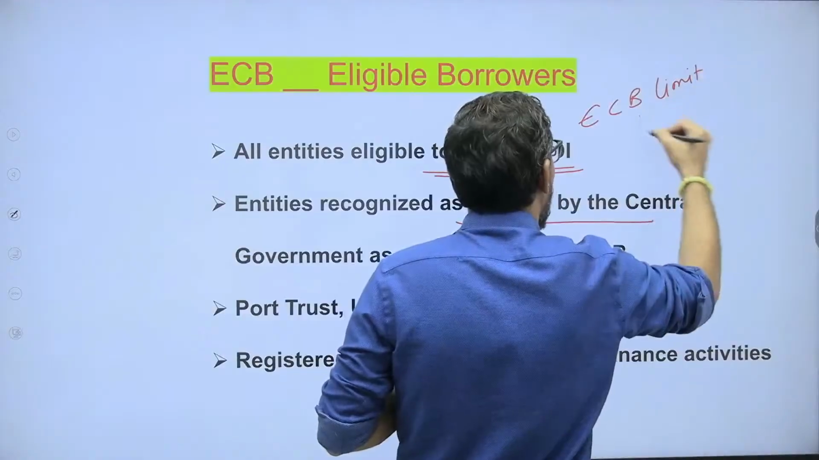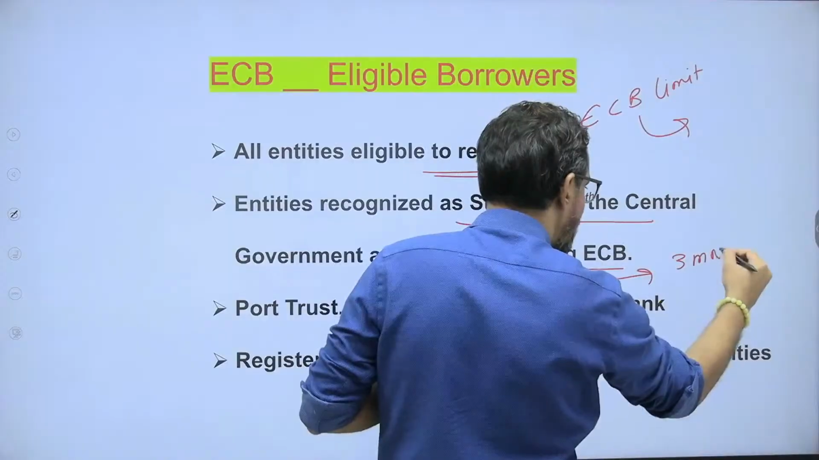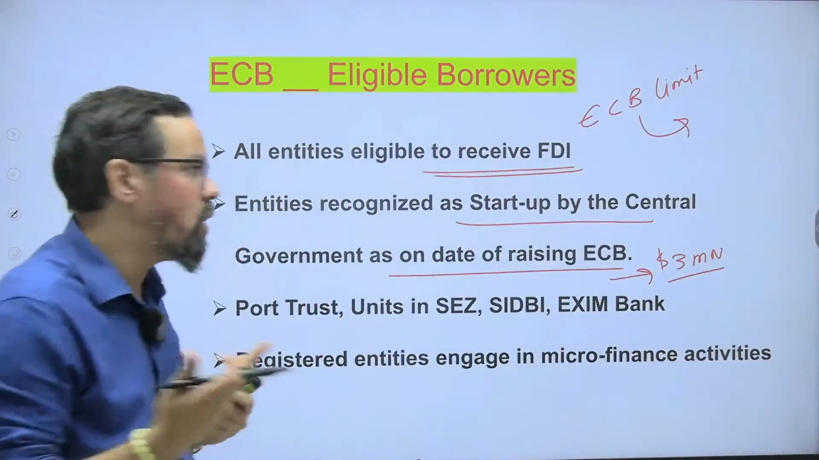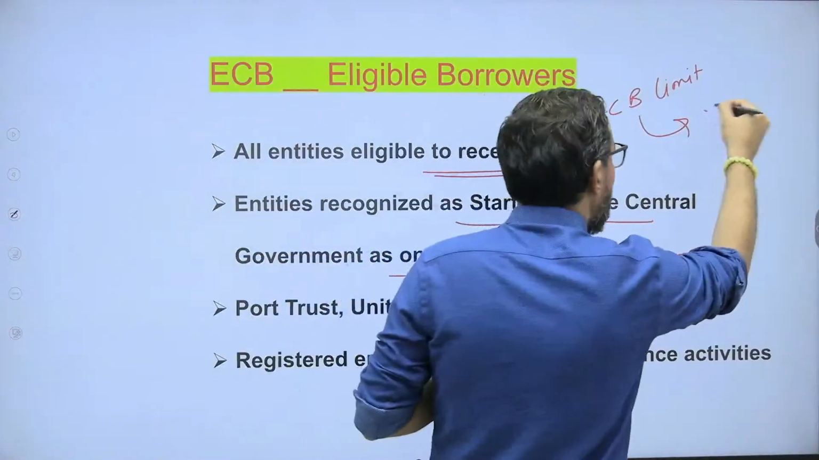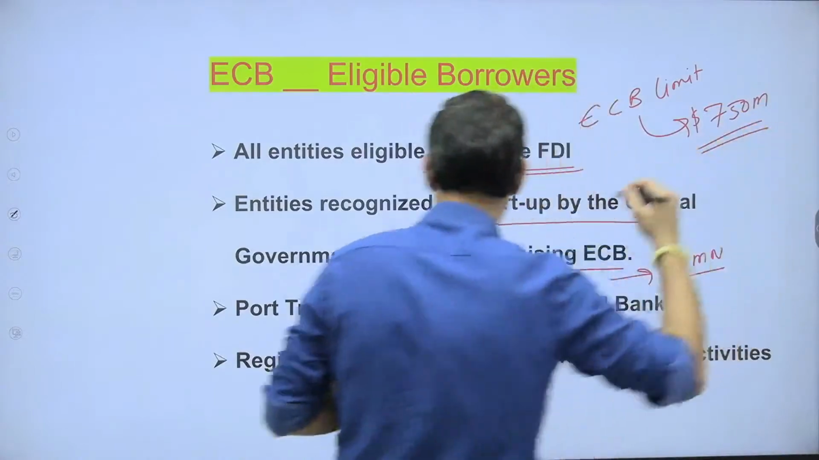Who will tell, guys, what is the ECB limit? For startups it is $3 million. Okay? So for startups it is $3 million, but in general it is how much? Has anyone told? It is $750 million. Okay? It is $750 million, right?